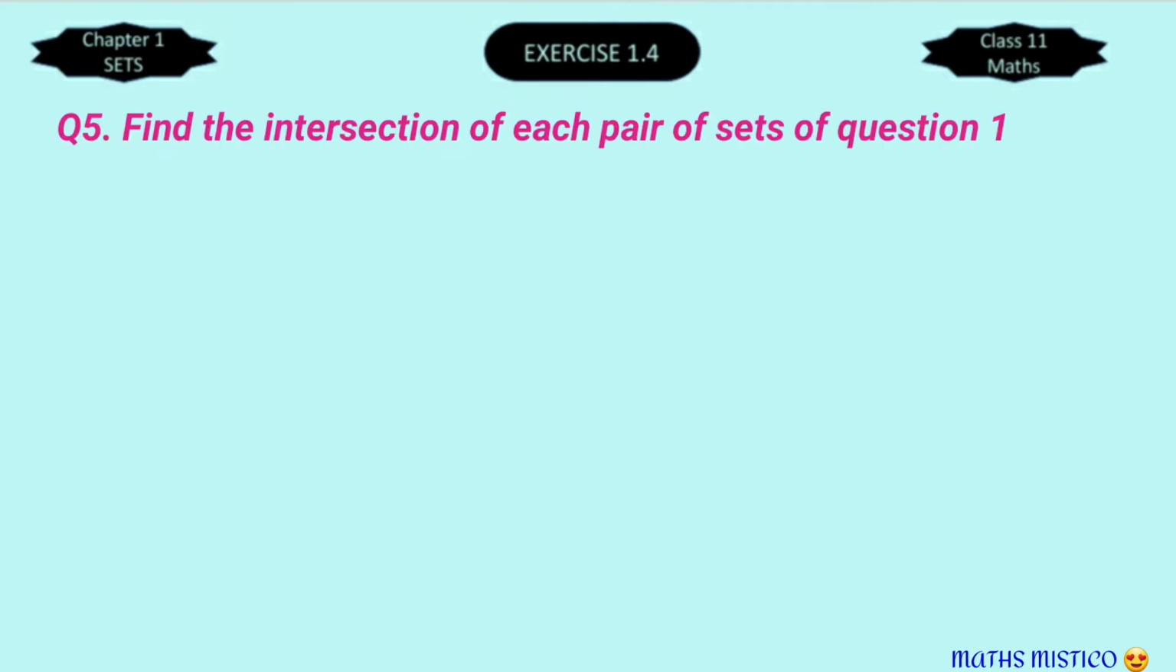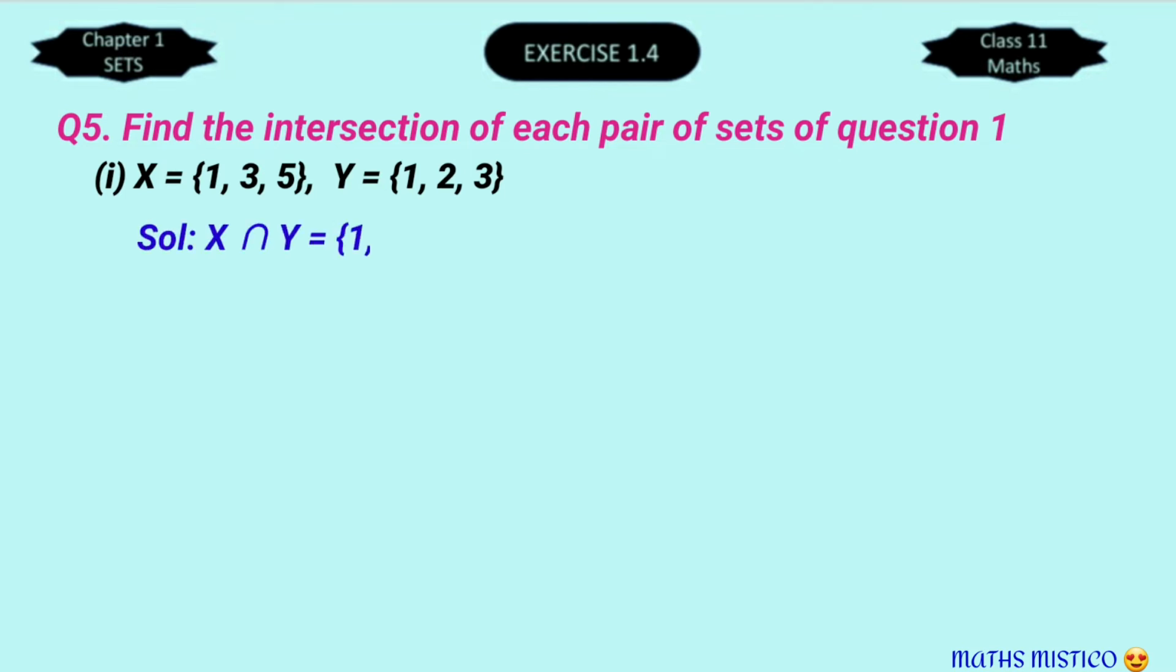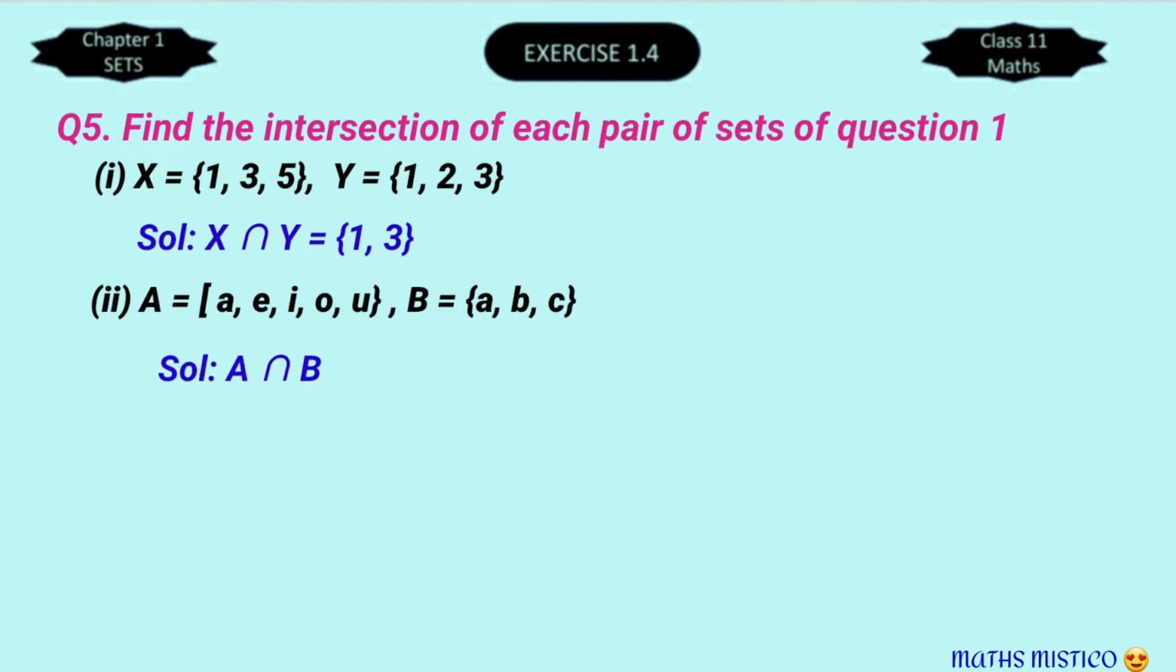Question 5 is related to question 1. So we will first complete question 5. Now we have to find the intersection of the same sets. In intersection, we have to write the common elements of both the sets. So clearly X intersection Y is equal to the set containing 1 and 3. In the second part, A intersection B will contain only element A.